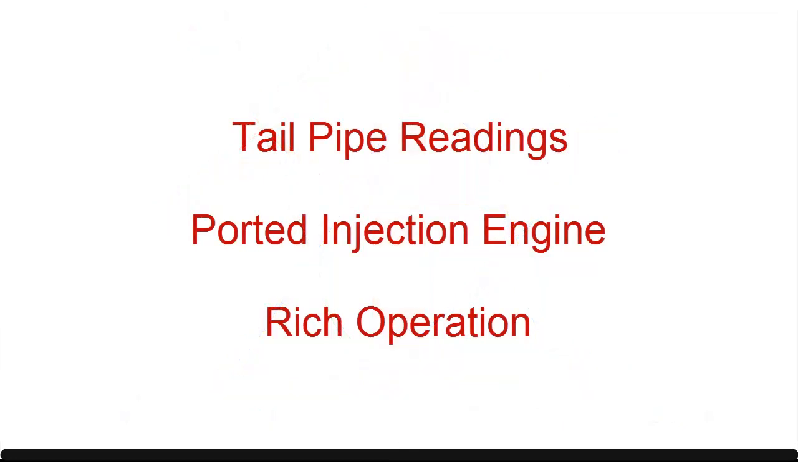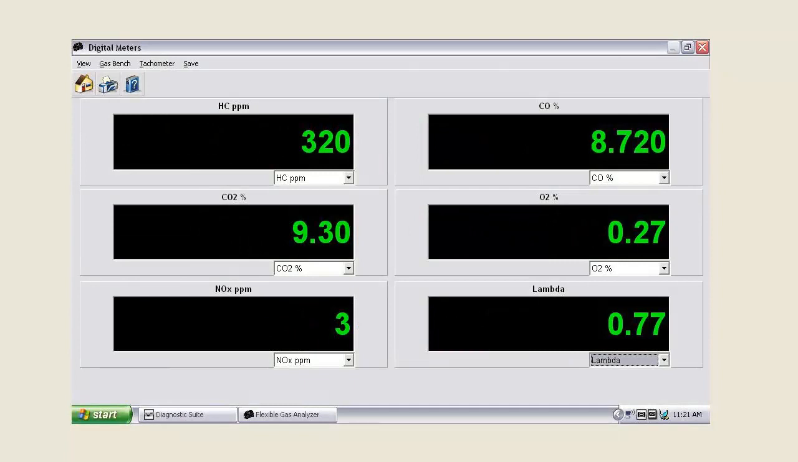The engine is now running rich of stoichiometric. At 2500 rpm, hydrocarbons 320 parts per million, carbon monoxide 8.72%, NOx 3 parts per million, carbon dioxide 9.3%, oxygen 0.27%, lambda 0.77.